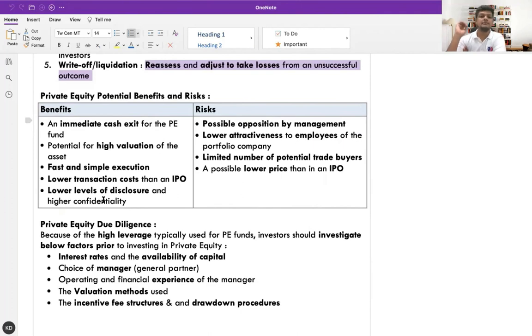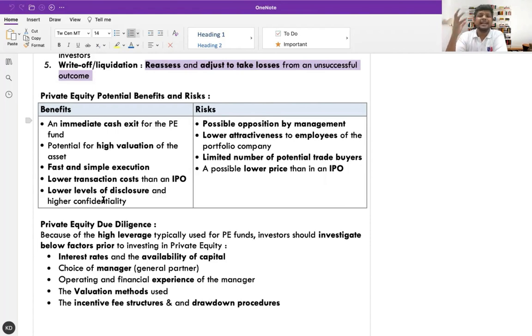Now comes an important thing. What are the benefits and the risks? Well, there are benefits. Why are there benefits? Because you invest at a very early stage. There is a high potential of valuation, right? And when you sell it, you immediately get a big chunk of money. Correct?